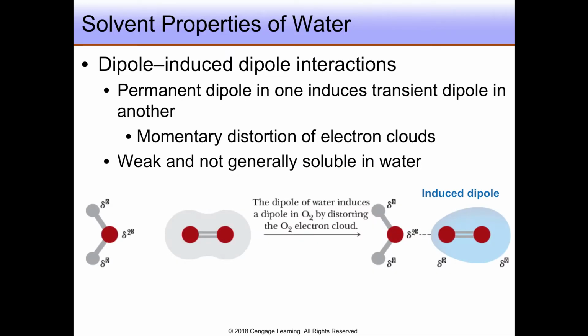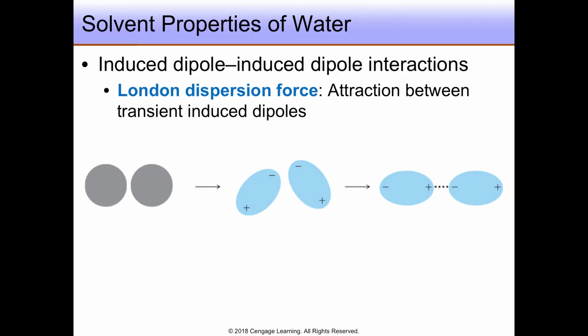A permanent dipole in one molecule can induce the formation of a transient dipole in another molecule, causing a momentary distortion of its electron clouds. These types of interactions are weak and not especially soluble in water. Finally, two molecules may induce dipoles in each other. These are the weakest of the forces we've considered and are referred to as London dispersion forces, named after a German-American physicist.